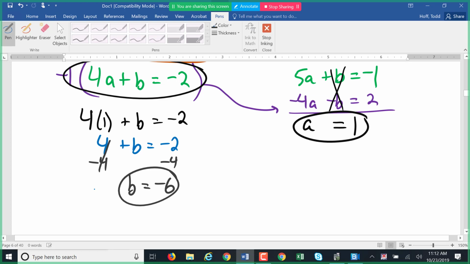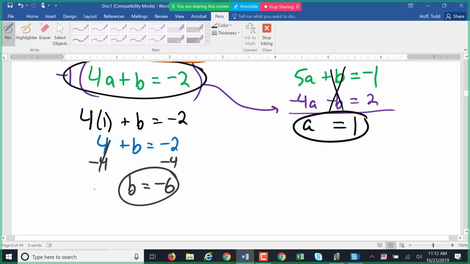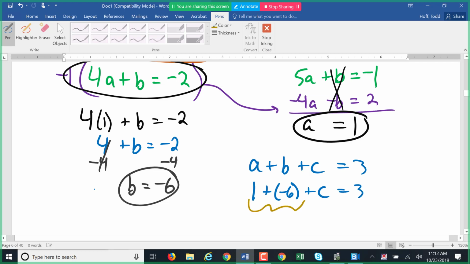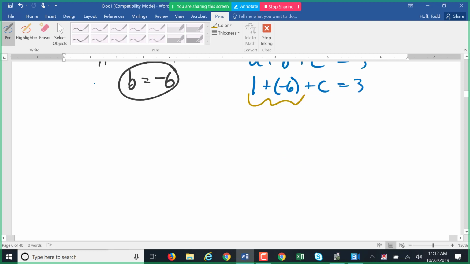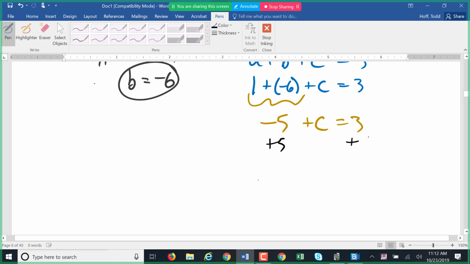And then I had one of my original equations, my first one actually, equation 1, was a plus b plus c equals 3. So a is 1, b is negative 6, plus c equals 3. I'll combine 1 and negative 6, give us negative 5, plus c equals 3. I add 5 to get c equals 8. So a equals 1, b equals negative 6, and c equals 8.